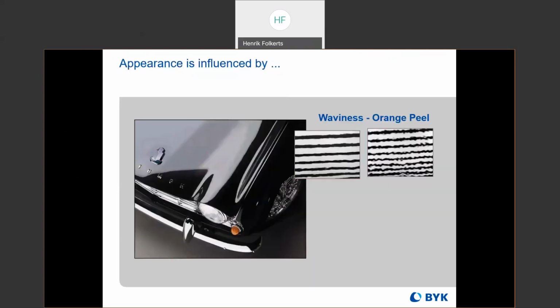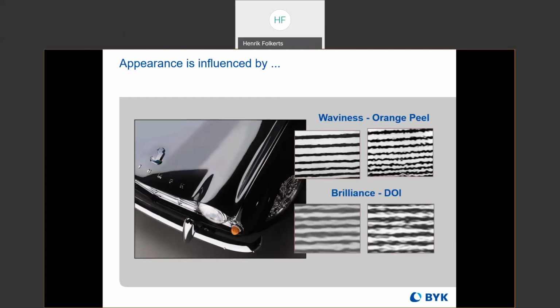So appearance is influenced by things like waviness. These are the macro structures in the surface causing this waviness. Here we have an example of two surfaces where lines of light are being projected onto them, so you can better see the structure of the surface. One of these surfaces is fairly smooth, and in the picture on the right, that surface is a lot more wavy and is exhibiting what we would commonly refer to as orange peel.